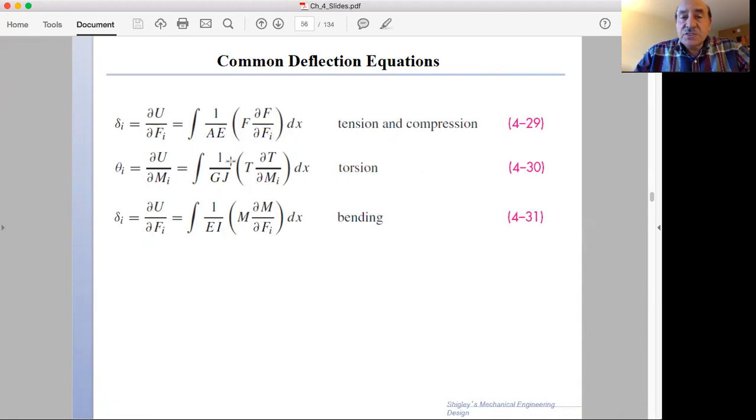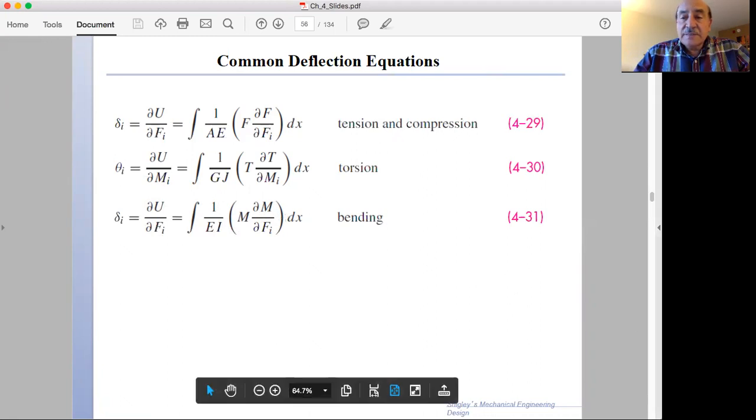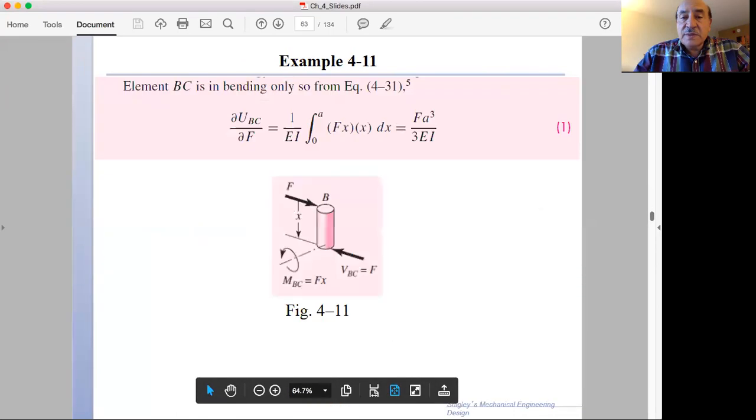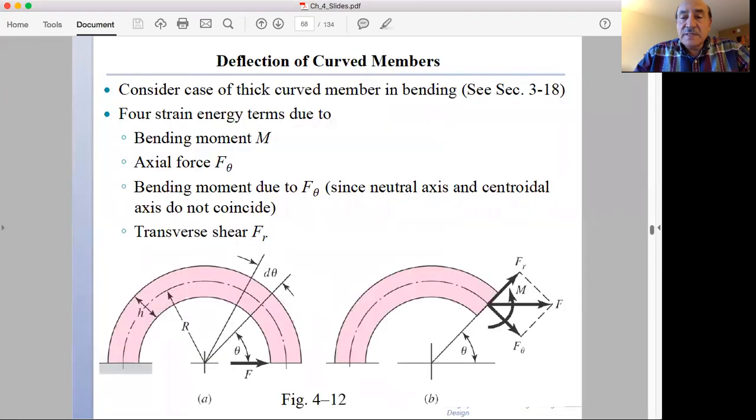If it is torsion, then it would be 1 over GJ, T times dT by dTi. So this is the torsional rate of change of the angle. And for bending, the deflection delta i would be dU by dFi, and we found that it's 1 over EI times the product of two terms. One is the moment, and the other one is the rate of change of the moment with respect to the force Fi. So let's see how we would apply this to a problem that we discussed before.